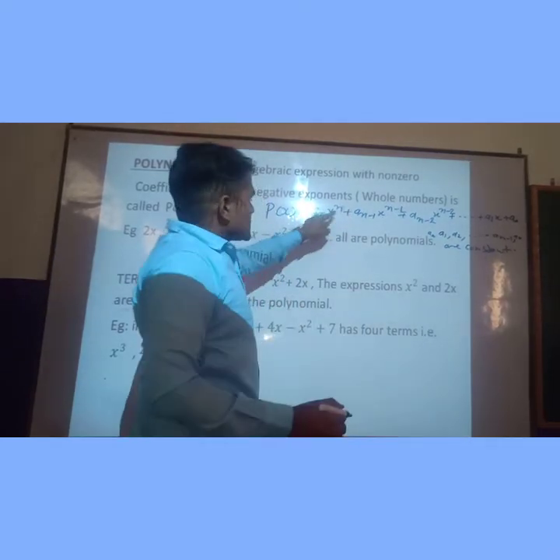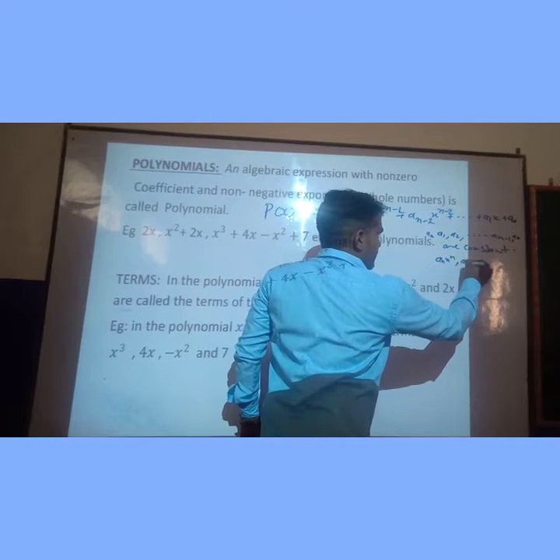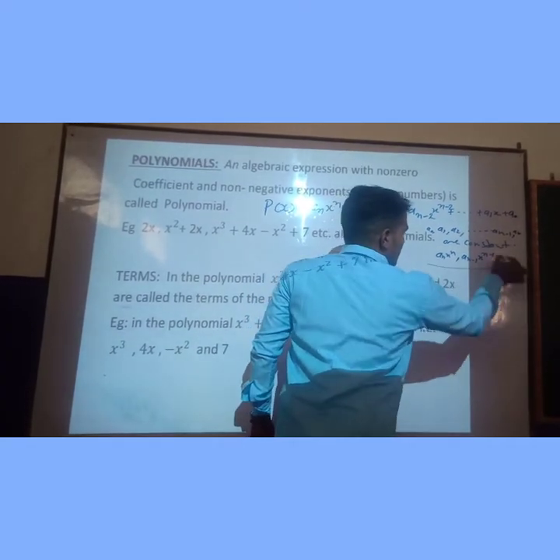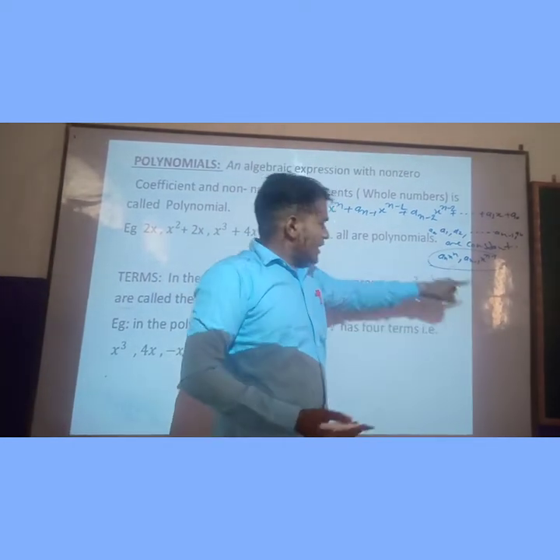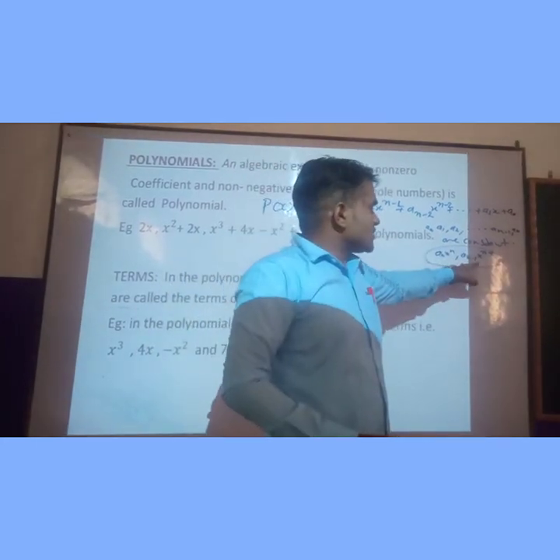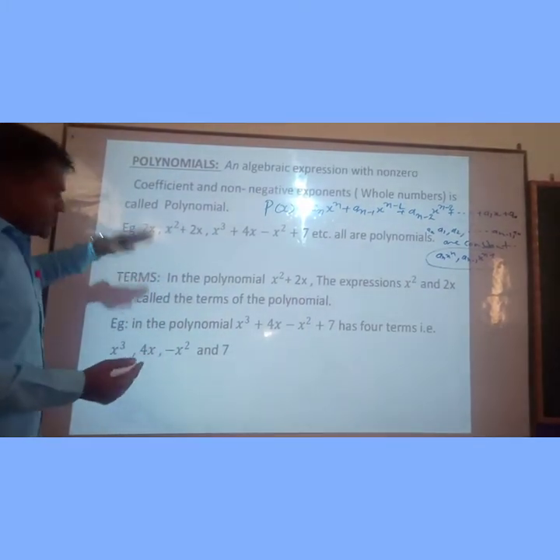Okay, and a_n x^n, a_(n-1) x^(n-1) and so on are called the terms. And a_n is the coefficient of x^n, a_(n-1) is the coefficient of x^(n-1). So let's see what the terms are and what the coefficient is.